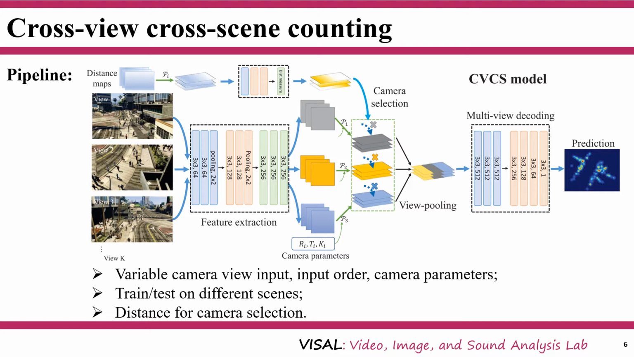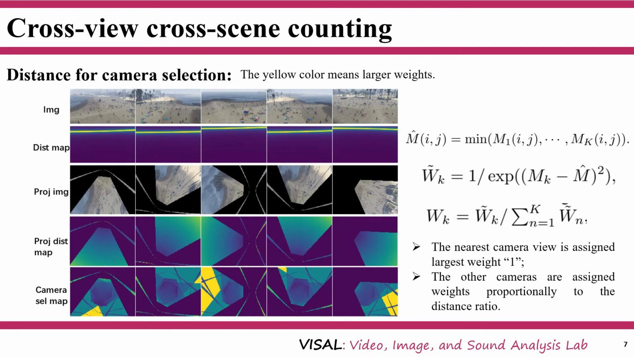We also proposed a camera selection module based on the object to camera distance to select the camera field features. Here it shows how we get the camera selection weights from the distance maps. The main idea is that for the nearest camera field, the largest weight is assigned, which is 1. And for the other camera fields, the weights are assigned proportionally to the distance ratio.